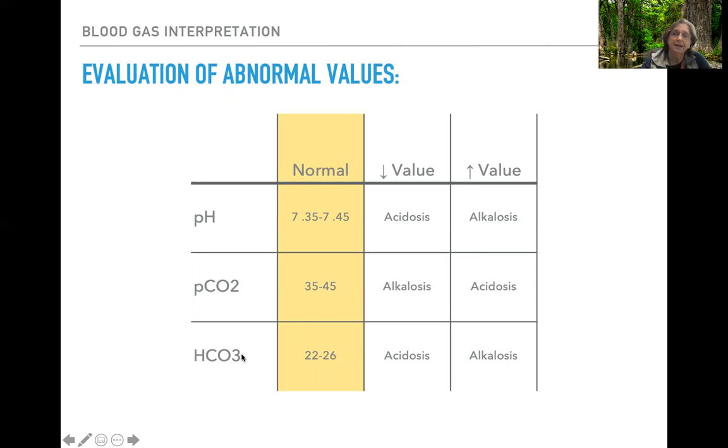Then we get to HCO3, which is your metabolic component. This is what I consider the base. So normally 22 to 26 is the normal value for bicarb. Anything less than 22, so less bicarb, less base, would be acidotic. Anything greater than 26, a bicarb of greater than 26, more base, more HCO3, alkalosis.